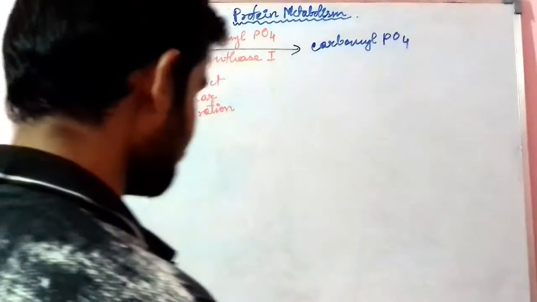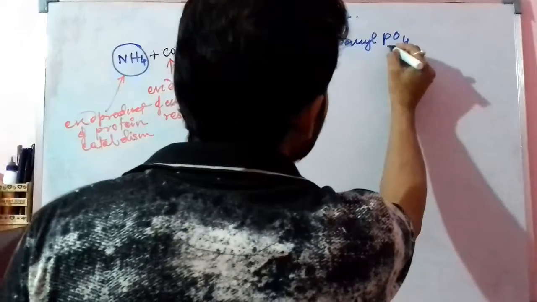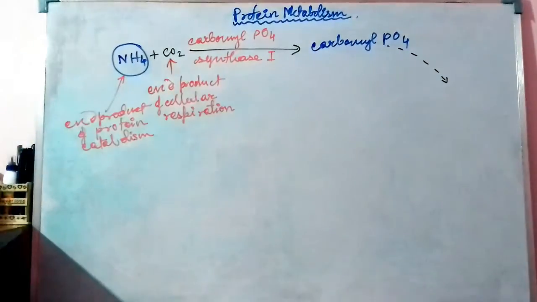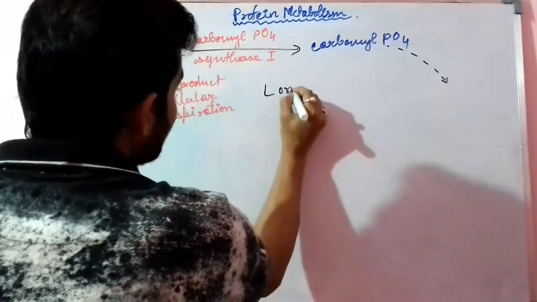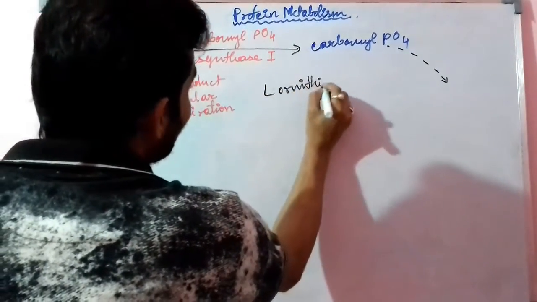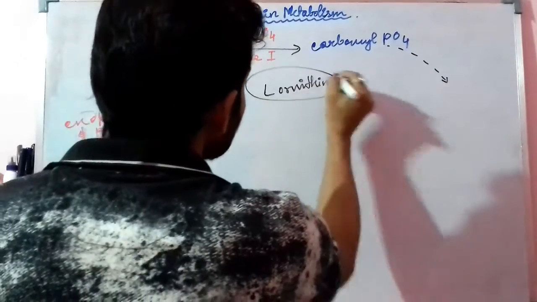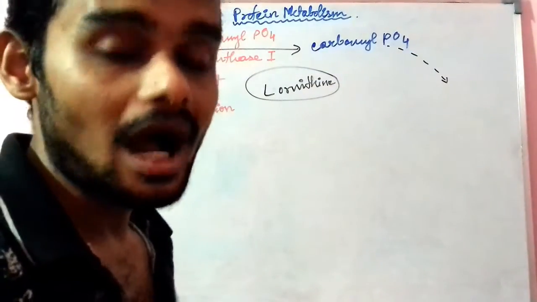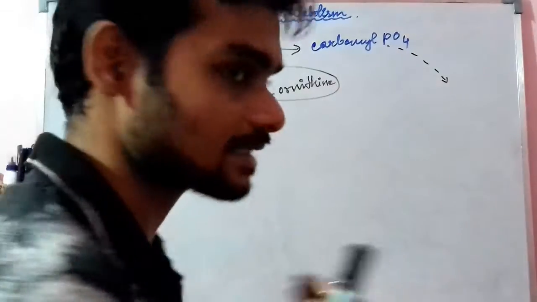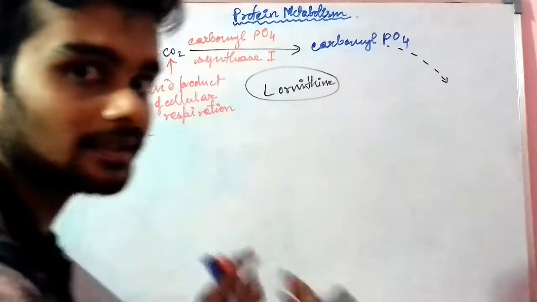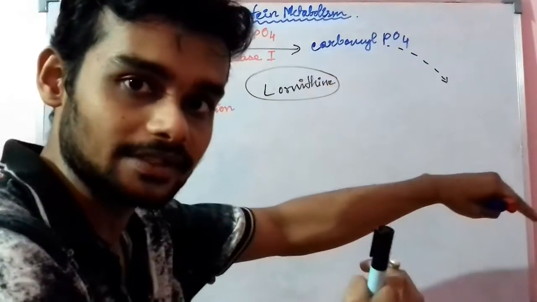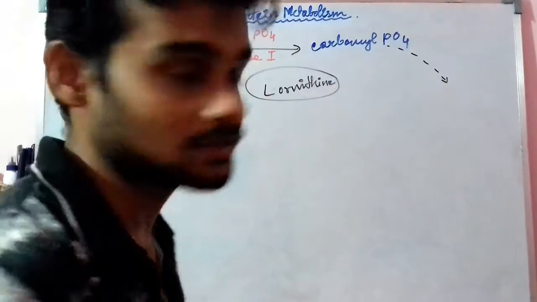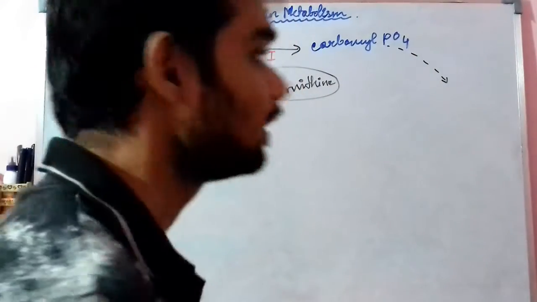Now this carbonyl phosphate takes the help of L-ornithine. L-ornithine is actually a byproduct of what? Arginine. How this ornithine is coming, I'm coming right back to it. But first, coming to ornithine, how the carbonyl phosphate takes in the action of ornithine needs to be incorporated here. So how does it incorporate the actions of L-ornithine? That is very much important.